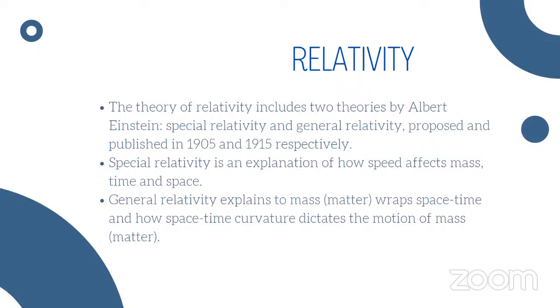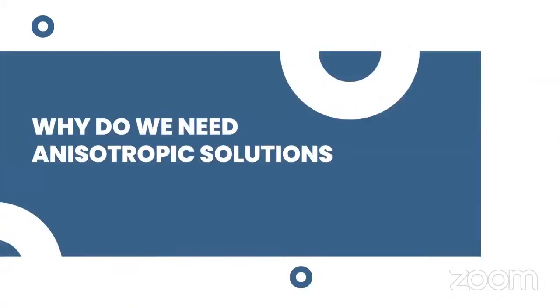Relativity includes two theories which were proposed by Albert Einstein in 1905 and 1915, called the special theory and general theory of relativity. Special relativity is a mathematical explanation of how speed affects mass, time, and space, while general relativity is in itself a geometric study which shows how matter warps space-time, and how space-time's curvature dictates the motion of masses in a number of conditions. So why do we need anisotropic solutions?